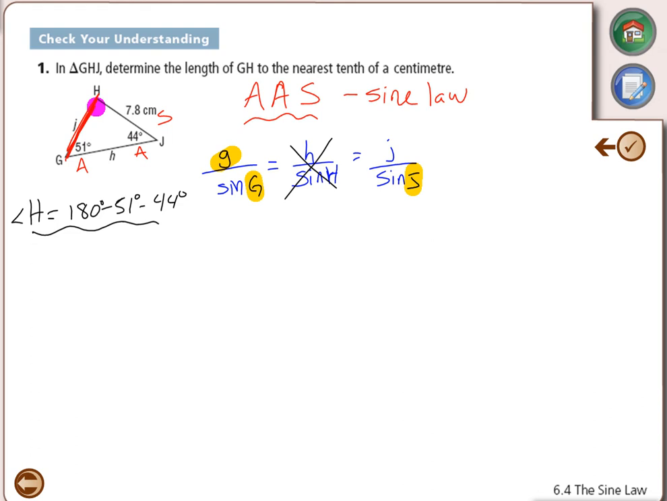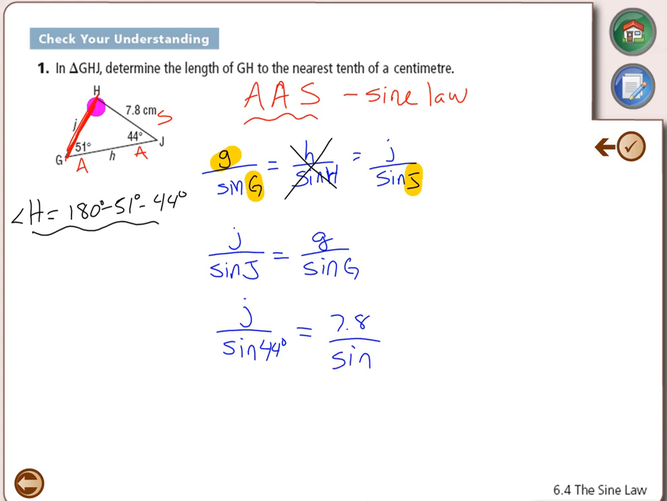So I'm just going to rewrite it for myself. I like to put the one you're looking for as the first numerator, and then the fraction that you know totally as the second fraction. Let's fill in what we know. We've got J, what we're looking for, over the sine of 44 degrees, equals G, hey, that's 7.8, over the sine of 51 degrees. We need to isolate j, so multiply both sides by that denominator right there. Those ones will cancel off. We've got to multiply both sides though.